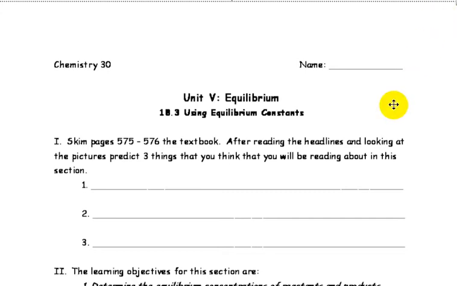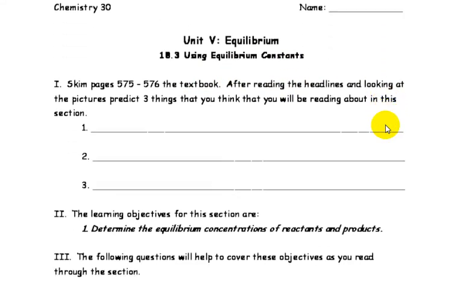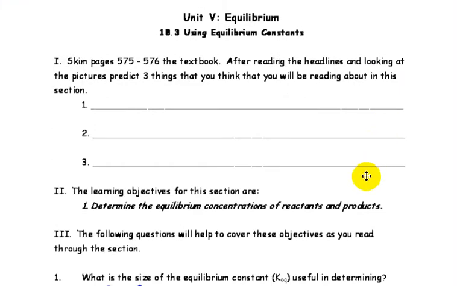Welcome back, Chemistry 30. This is the last booklet in the Unit 5 equilibrium unit, 18.3, using equilibrium constants. What we'll look at here is determining the equilibrium concentrations of reactants and products, similar to what we did before, except possibly rearranging the equation to solve for a certain reactant or product.